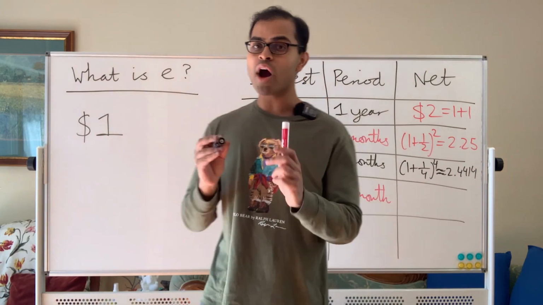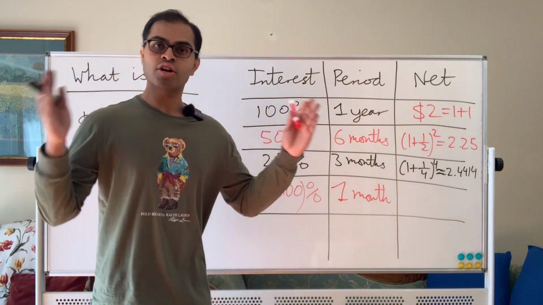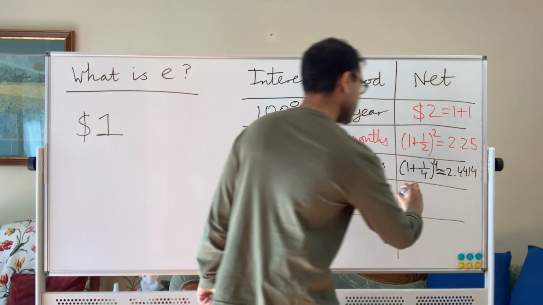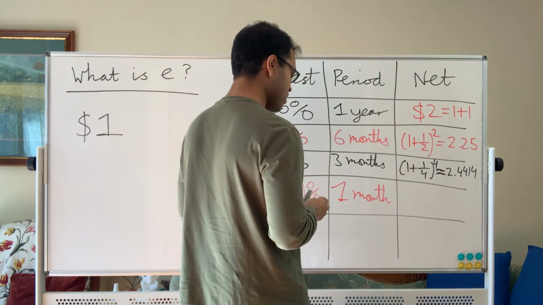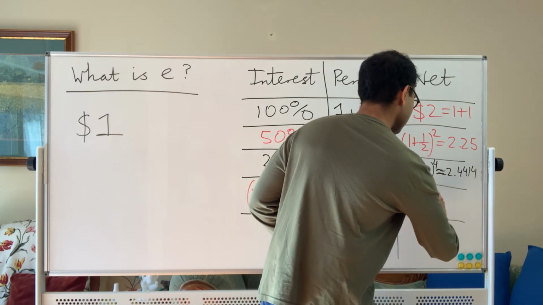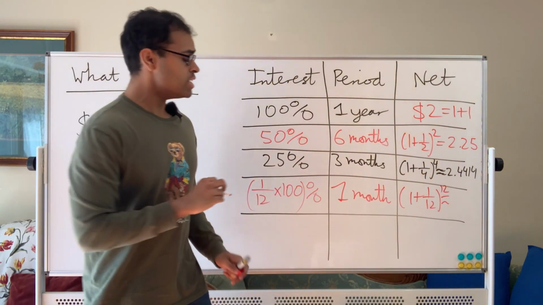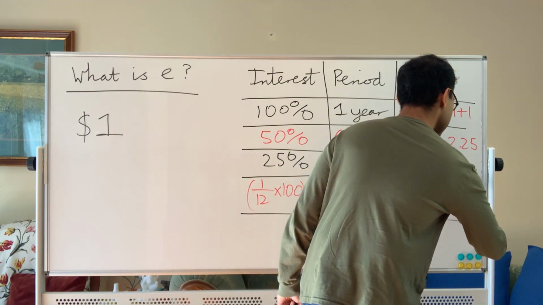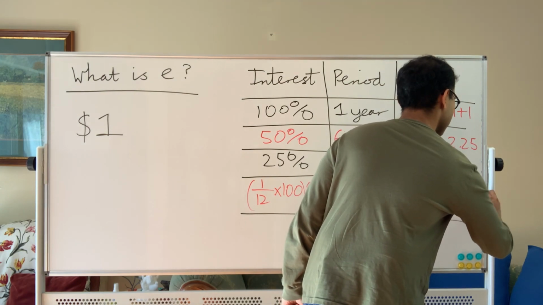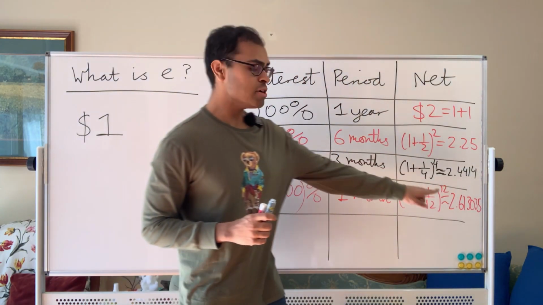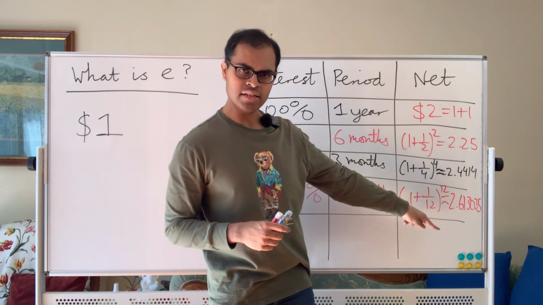So now 1 plus 1 over 12 is the factor you're going to multiply your dollar by every month, and you're going to do it 12 times. So you're going to get 1 plus 1 over 12, to the power 12, which is approximately, I'm curious what this is, 2.613035. It keeps going, but 2.613035 is how much you're going to get. As you can see, you're increasing, right?